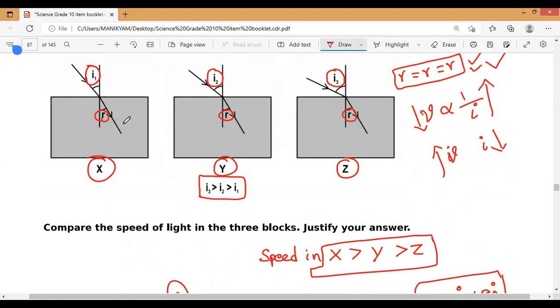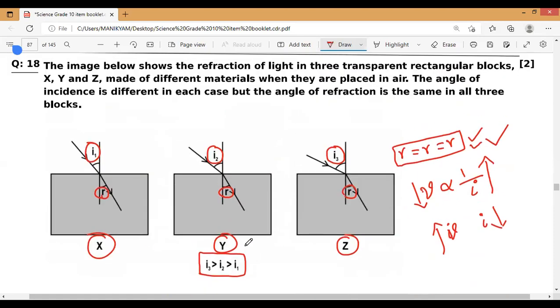Yes, please. In which medium is the speed greater? X, Y, Z? X. Understanding? Because here the angle of incidence is less, so the refractive index is also less. So in which is the speed maximum? Clear, all of you? Others, anybody having any doubt? Please ask me. Pradeep, Rohit.